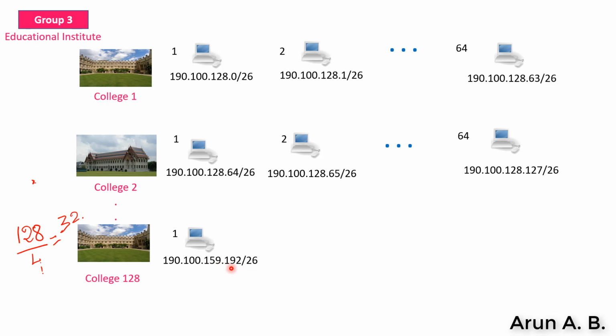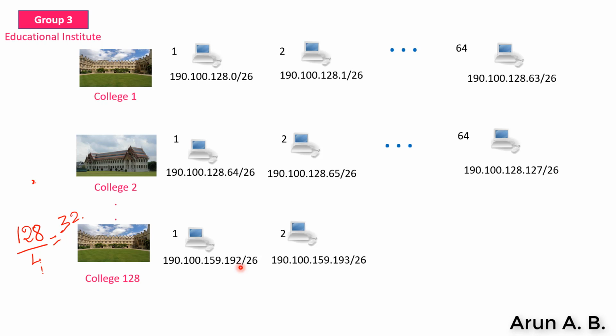And how could we get 192 here? Because you can see in each college it starts from 0 and goes up to 63. The next range will be from 64 to 127. The next range will be 128 to 191, and 192 to 255. So we can divide this 0 to 255 into these ranges. So this is the last range and last college. This is 192, and it can go up to 255.